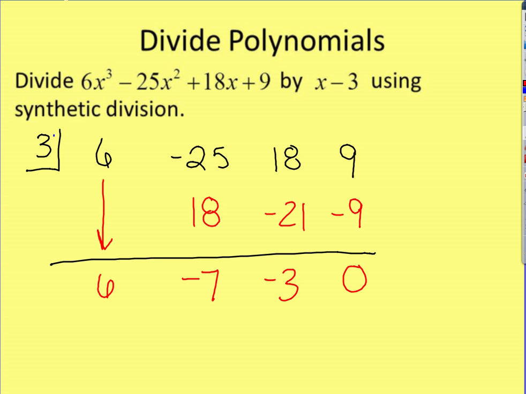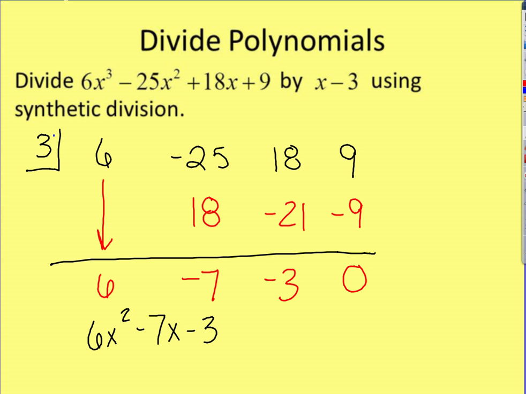Now we are dividing by an x minus c, so you are dividing by an x, so it will reduce your largest exponent in our answer. In the problem, our largest exponent was 3, so our answer, the largest exponent, will be to the second power. So our quotient is going to be 6x squared minus 7x minus 3. Since we have a 0 at the end, it means there is no remainder.